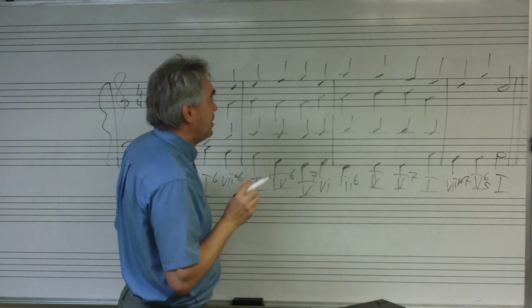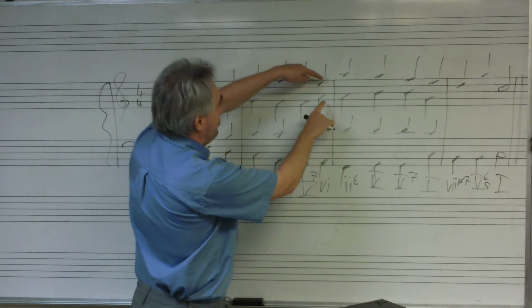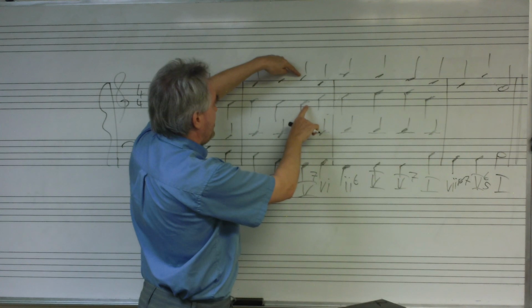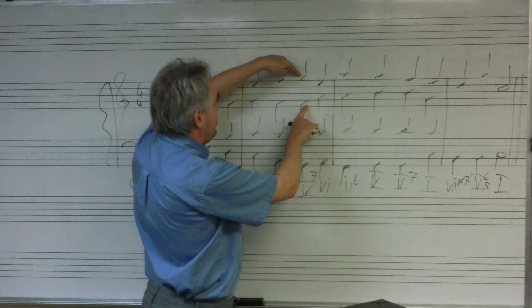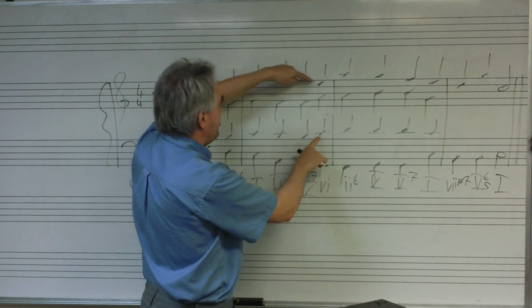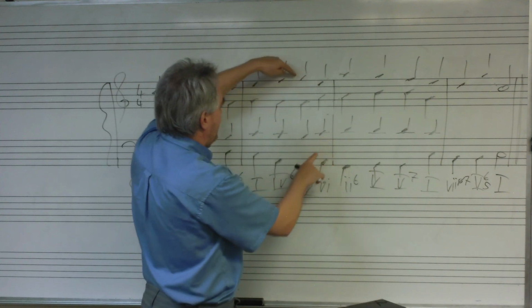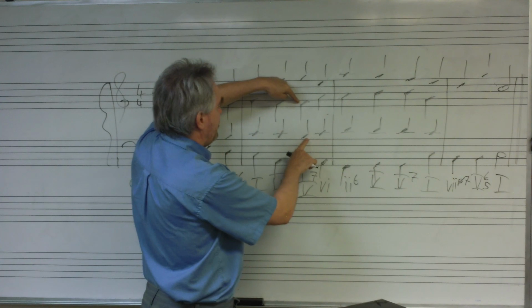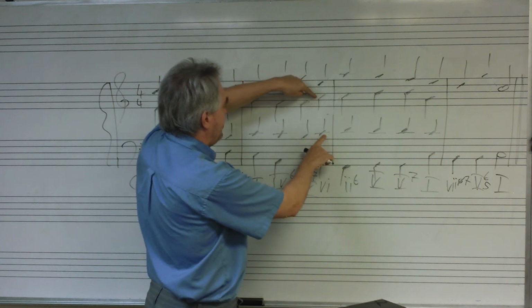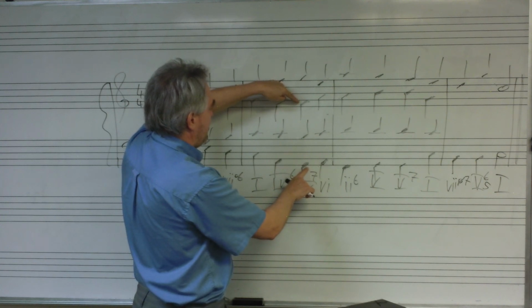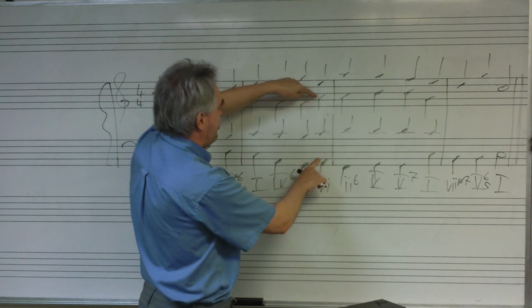We have to be careful with parallels. So let's just check this. We have the ninth going to a fifth. We have a sixth going to a third, and we already did this at the beginning. We have a diminished fifth going to a sixth. We have a seventh going to an octave.